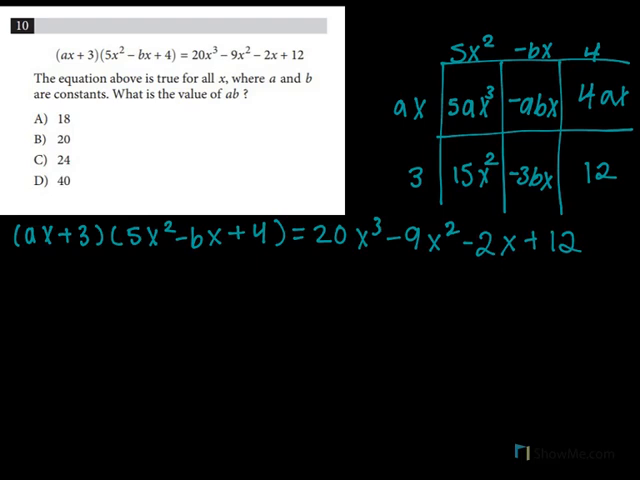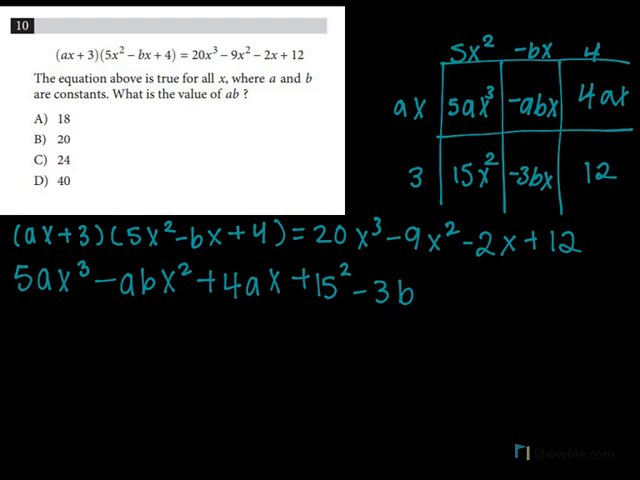So if we were to write this out, on the left-hand side we would get 5ax cubed minus abx squared plus 4ax plus 15x squared minus 3bx plus 12.